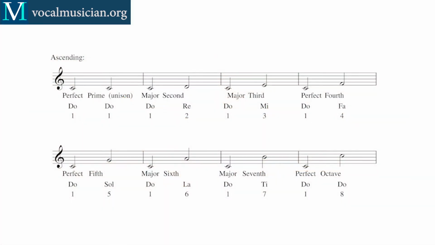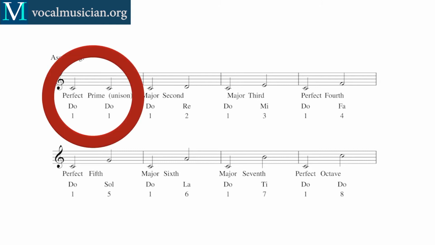So do, re, major second, do, mi, major third, do, fa, perfect fourth, do, sol, perfect fifth, do, la, major sixth, do, ti, major seventh, and do, do, perfect octave. And by the way, if you're just repeating the root, that is also an interval, and this one is called prime, and it's perfect, perfect prime.